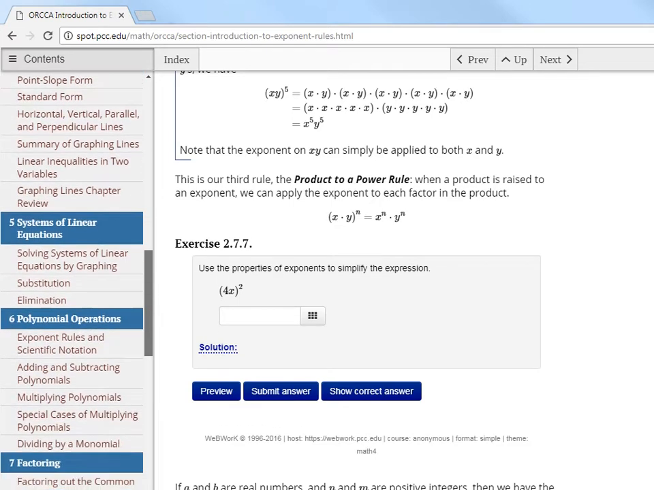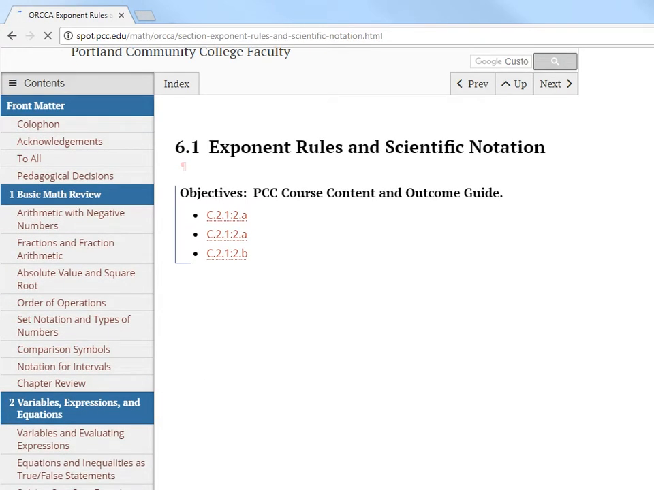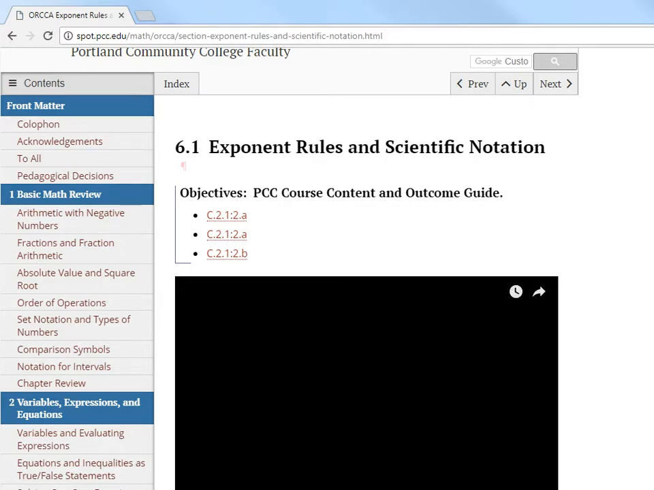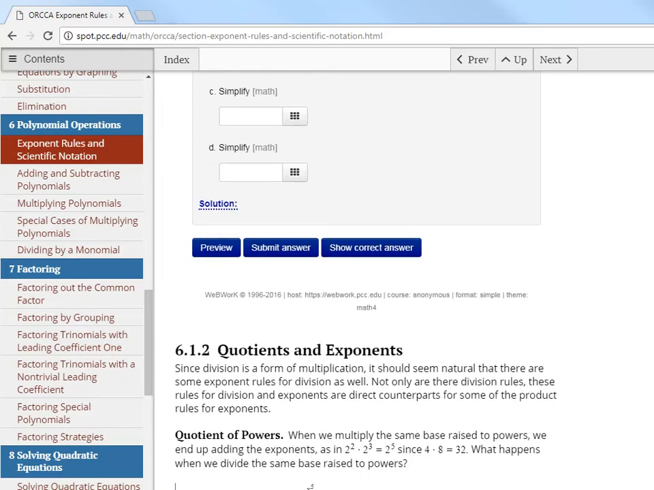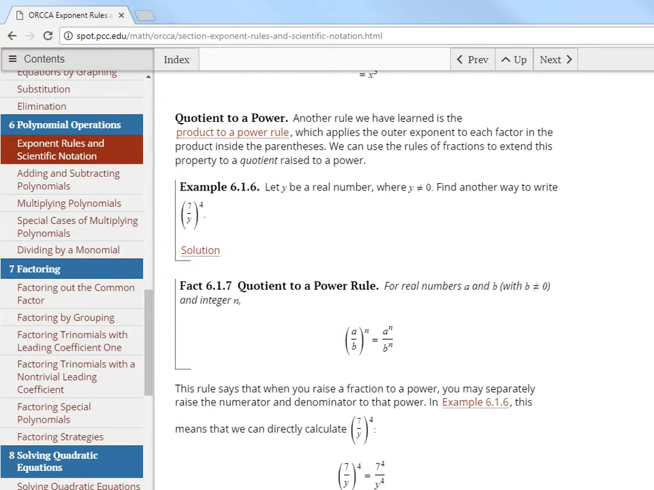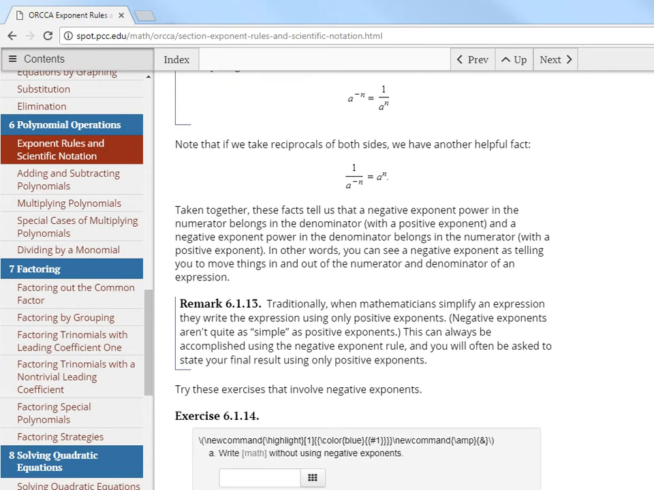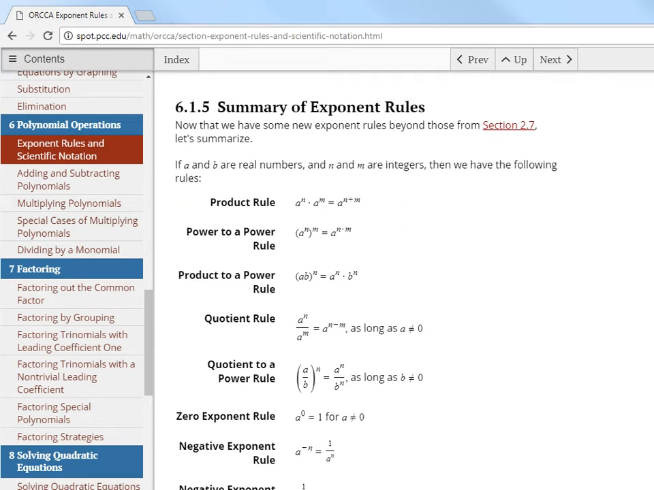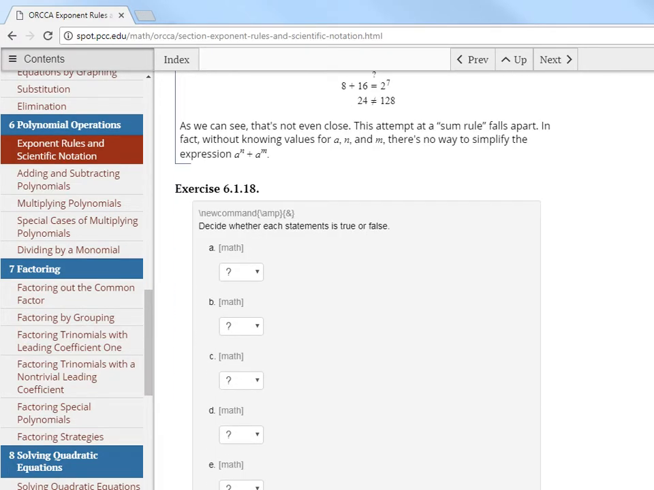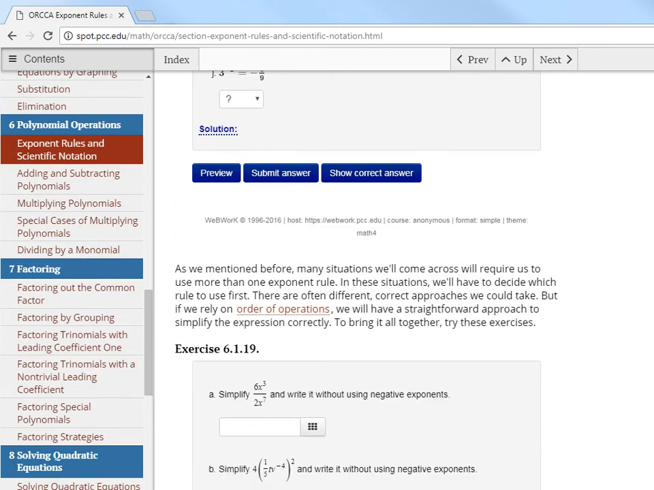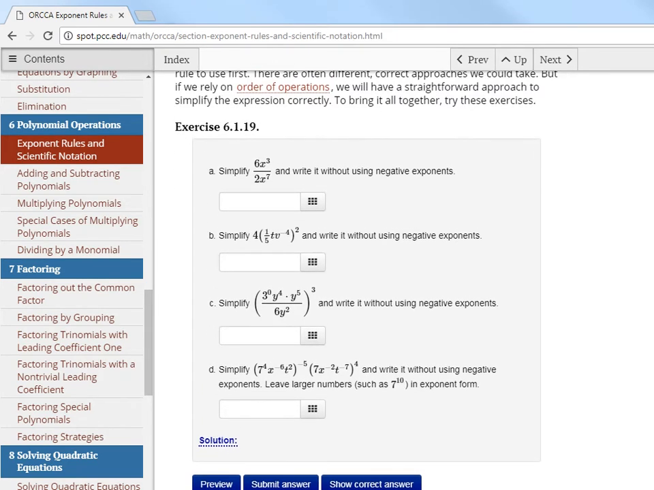For negative exponents, those will be in Chapter 6. And again, there's a summary of the exponent rules and problems that can be practiced. If you come down to what is exercise 6.1.19, this is a great example. So we've got all of the exponent rules covered. We have a summary of the exponent rules. And then if we come down, checking some exponent rules, and here's some that you can practice.